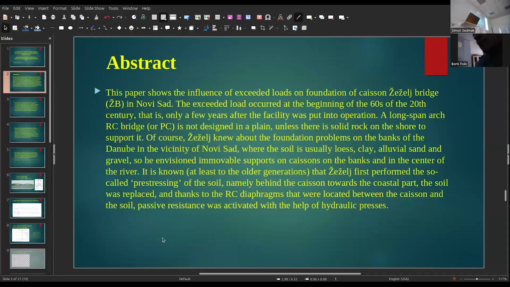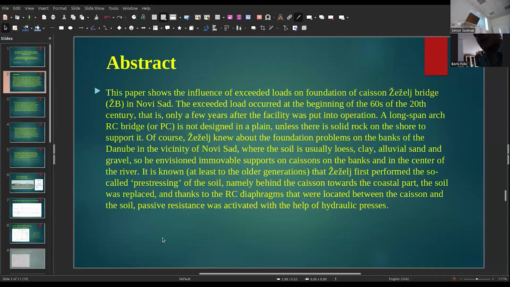This paper showed the influence of exceeding load on the foundation caisson of the Žeželj bridge in Novi Sad. The exceeded load occurred at the beginning of the 20th century. That is only a few years after the facility was put into operation.